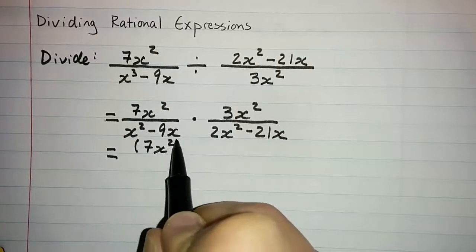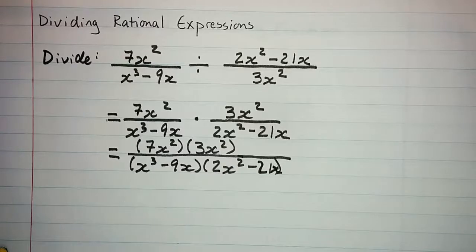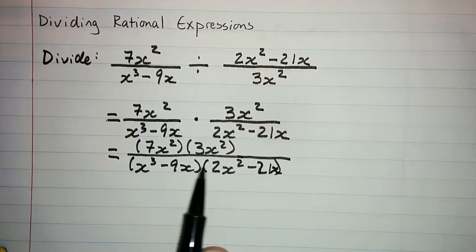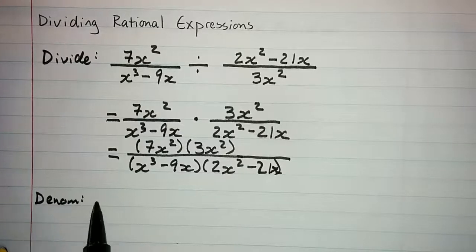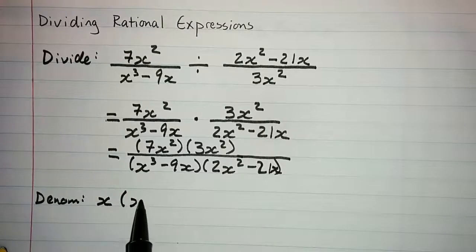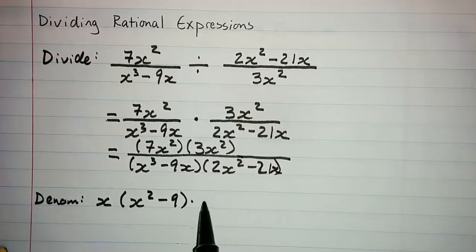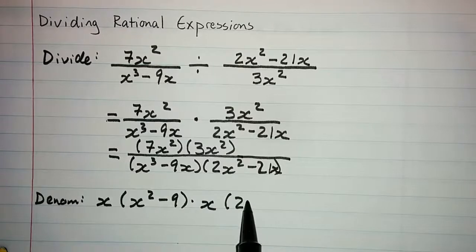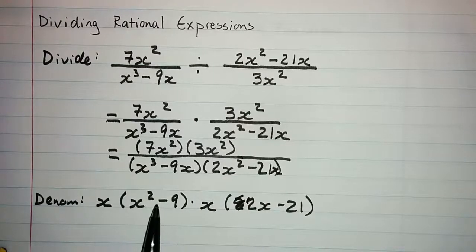Multiply the numerators, multiply the denominators. Let's see. I'll want to factor out the common factors in my denominator. I'll have an x times x squared minus 9, an x times 2x minus 21. But I don't really care about factoring this binomial. Why not? Because my numerator only has monomial factors.